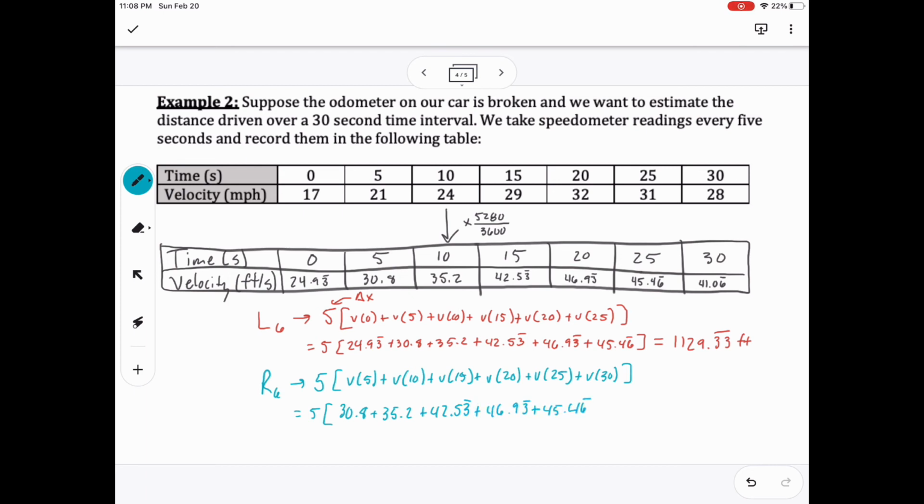And so plugging those values in, using my feet per second, I'm able to figure out how far I've traveled in feet. So it looks like the car has traveled between 1,129.3 repeating feet to 1,209.9 repeating feet.